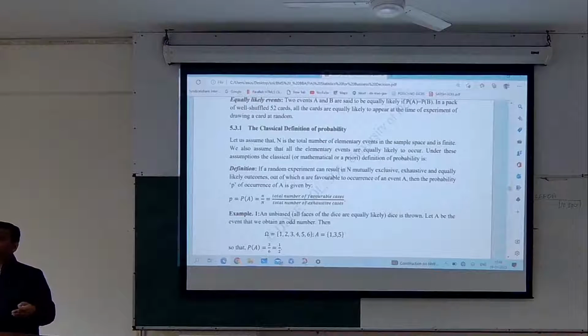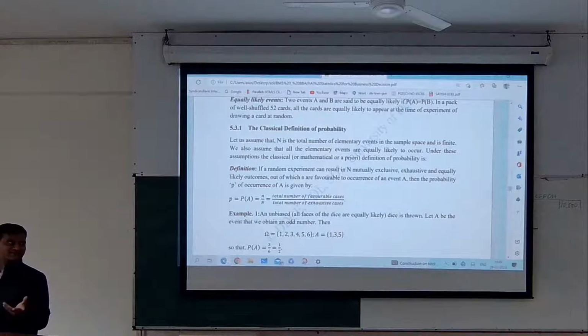Okay, so favorable cases are 26 and total 52. So you can find the probability of obtaining a red card is 1 by 2, because m upon n, m is the favorable cases supporting that event and n is the total mutually exclusive possibilities. So mutually exclusive, then equally likely should also hold here. All the events should be equally likely.